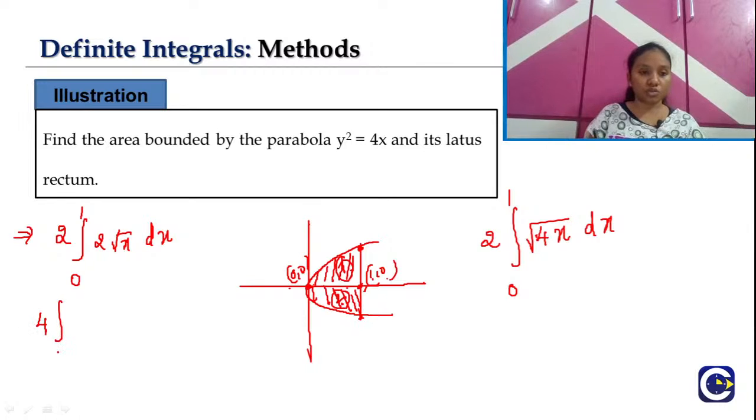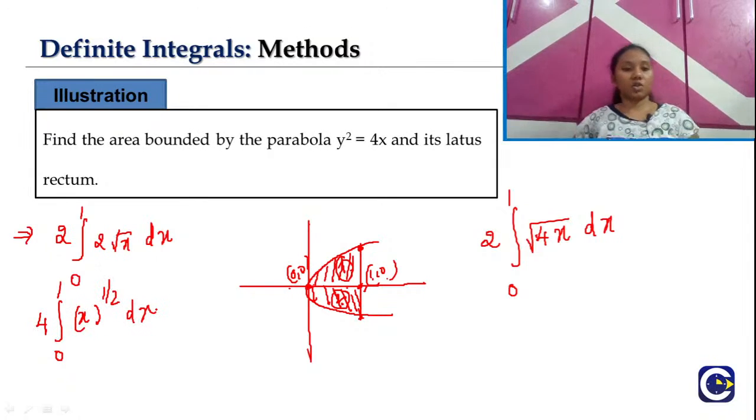So 2 into 2, 4. So it will be 4 times integration from 0 to 1 of x power 1 by 2 dx. So quickly do the integration, guys, and let me know what's the answer.